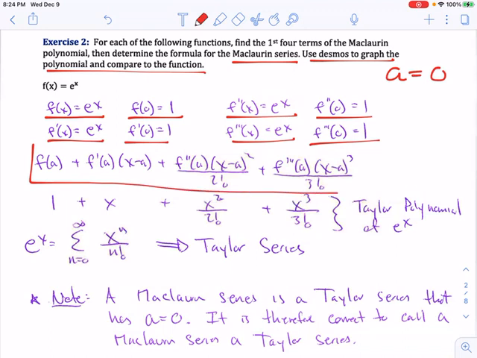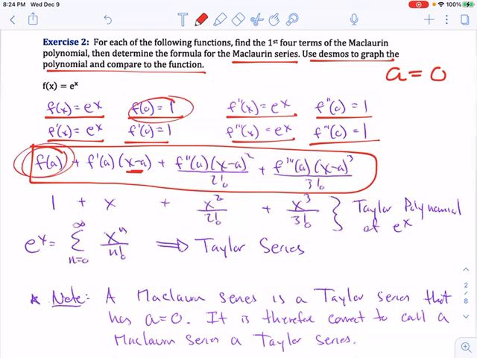Then I wrote out my formula here for the Taylor polynomial. Technically speaking, for a Maclaurin polynomial, I don't need to write the x minus a because a is 0. I could just write x, but I always just write x minus a. And so f of a was 1. F prime of a is 1 times x minus a, which is x minus 0, which is x. So 1 times x is x. And then f double prime of a is 1 times x minus 0 squared, or x squared over 2 factorial, and then x cubed over 3 factorial.